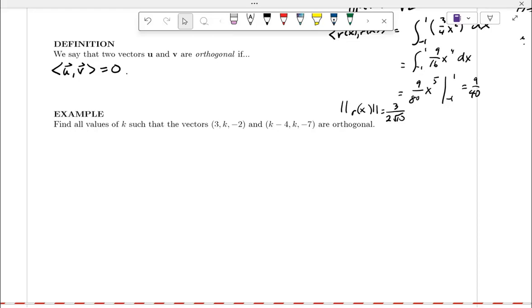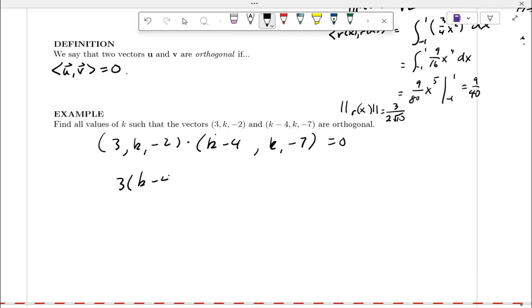So what do I want to do to solve this problem? It says find all values of k so that the vectors are orthogonal. What do you want to do? Do the dot product and set it equal to 0, right? What is the dot product of these two things? Okay, so you get 3 times the k minus 4 plus the k times the k plus the -2 times the -7. That's just your regular old inner product, right? Take your product of your components, add them up.